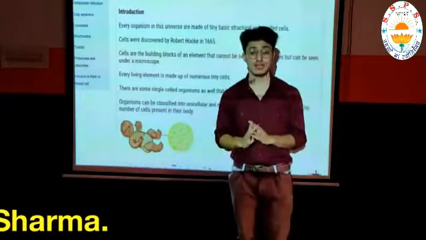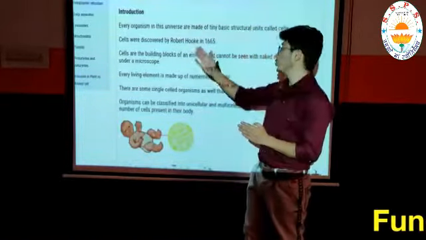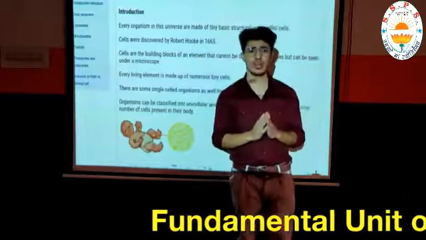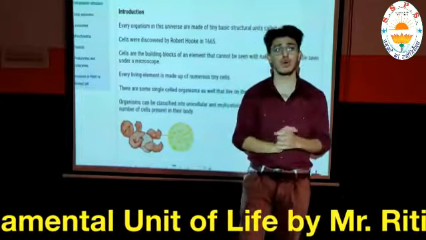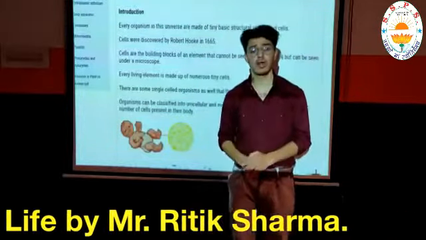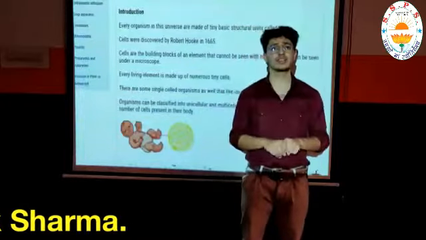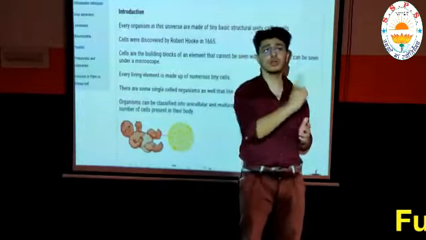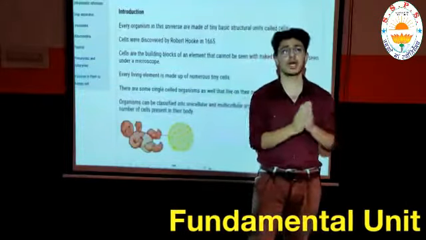Who discovered the cell and when? Cells were discovered by Robert Hooke in 1665. Robert Hooke examined thin slices of cork under his self-designed microscope and saw some honeycomb-like structures, and he named a single structure or compartment a cell.